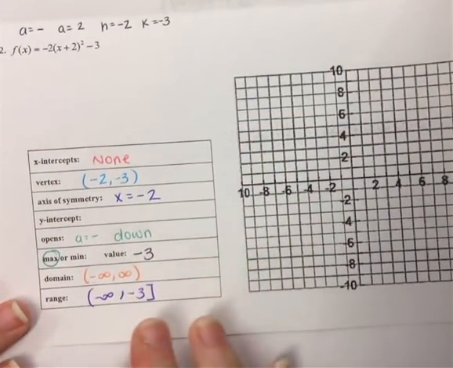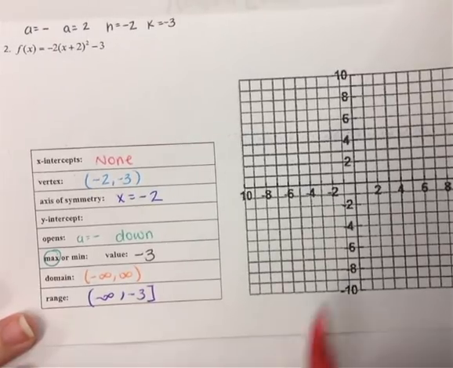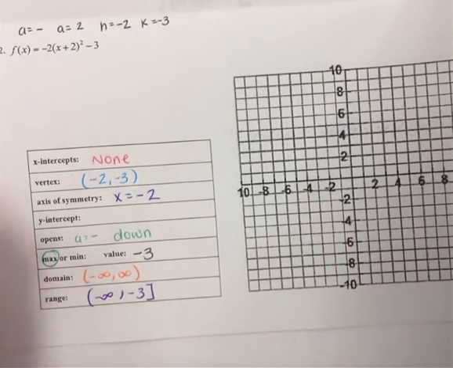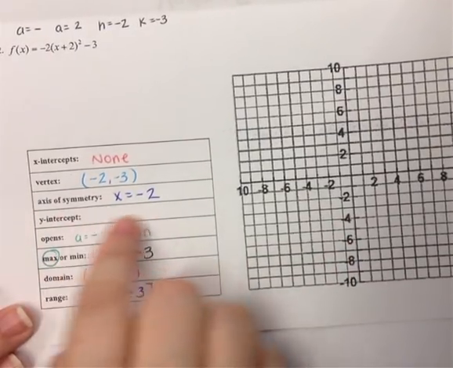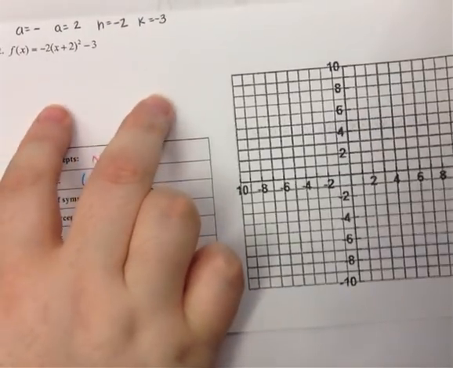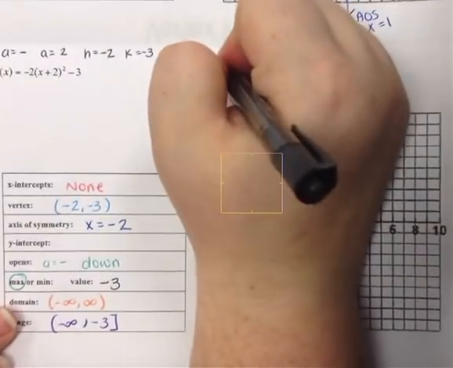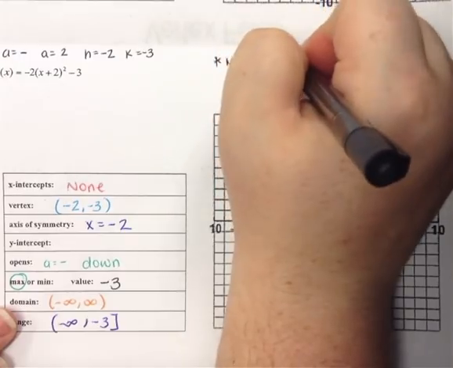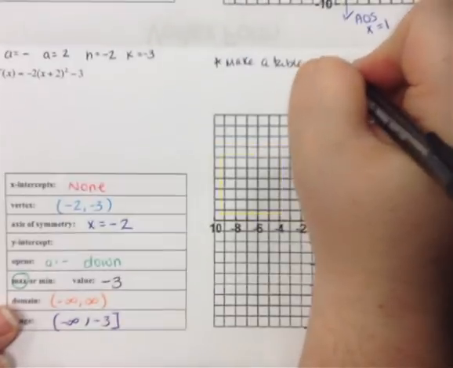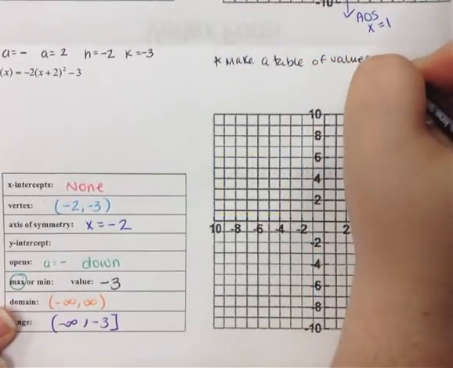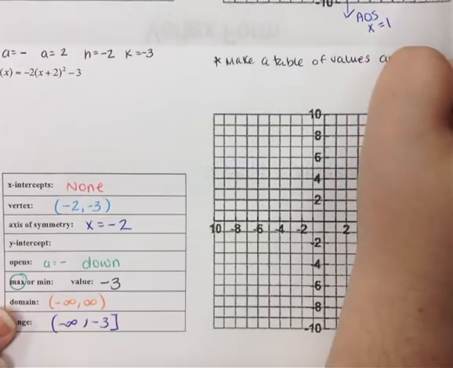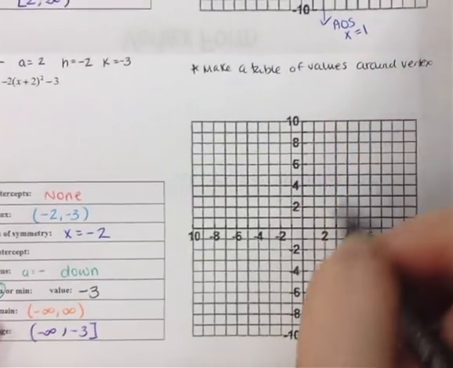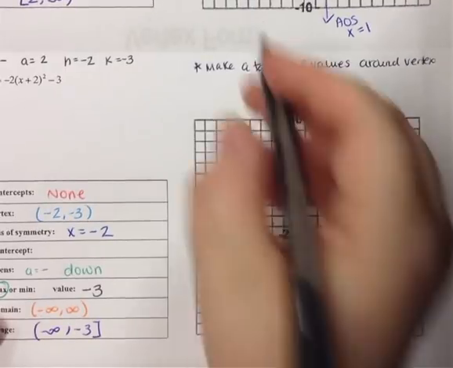If there are some, we will find them, but if we can automatically tell that there won't be any, then we know they're not. I want to find my y-intercept, but I'm going to wait until I do my chart. So again, we're going to make a table of values around the vertex and solve for y.